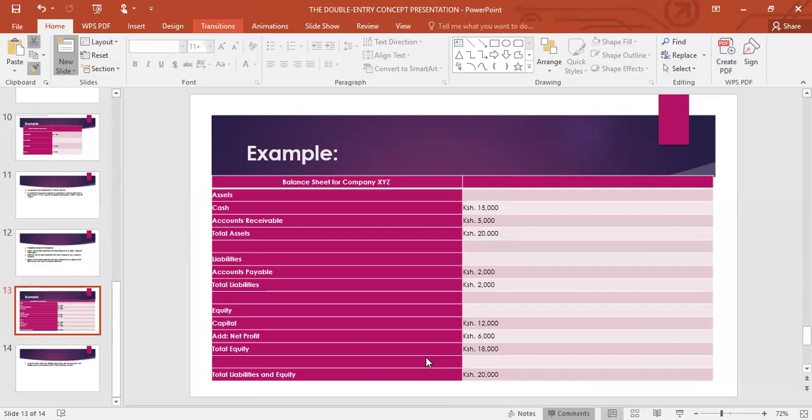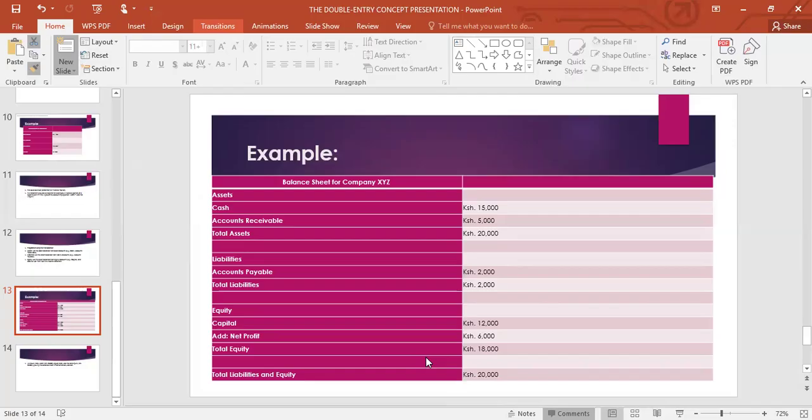And the total amount of these assets is Kenya shilling 20,000. Do we see that? Okay, now let's go to liabilities. The liability that we have on our trial balance is accounts payable. Is there any other liability we have? No. So total liabilities is Kenya shilling 2,000.